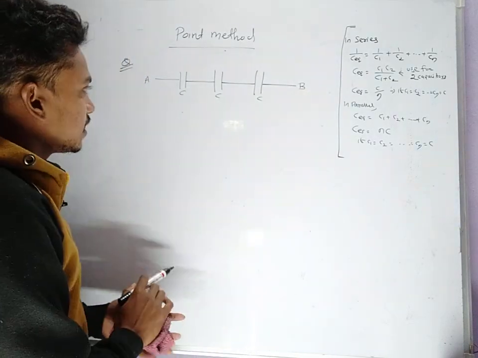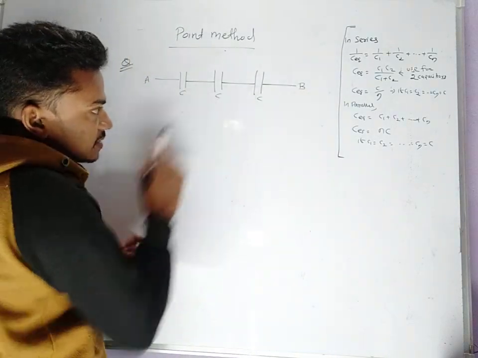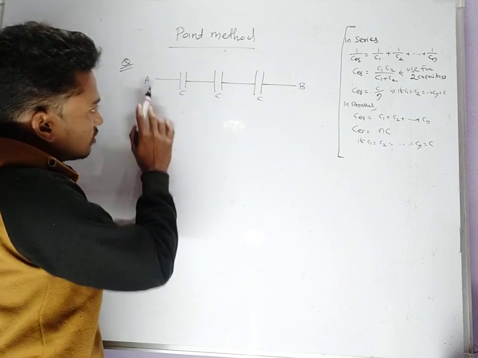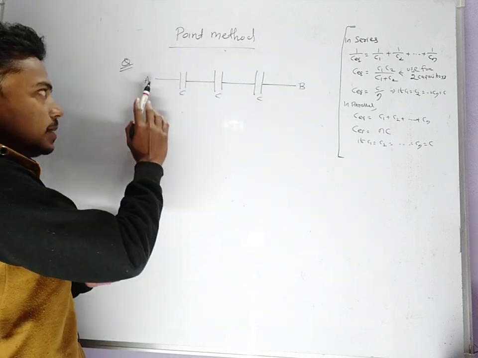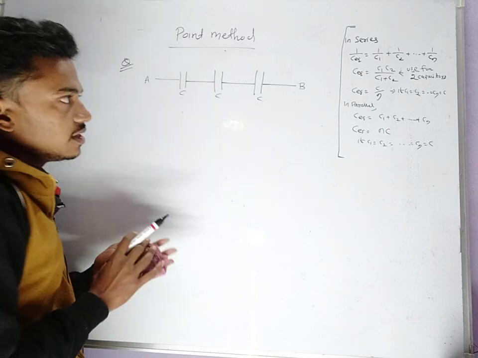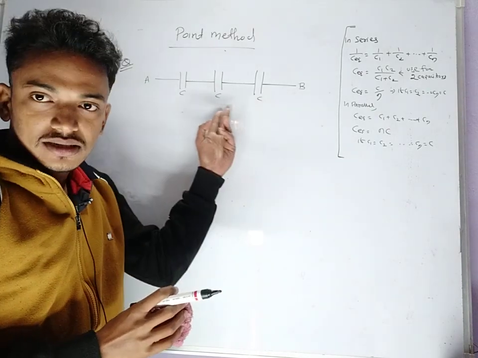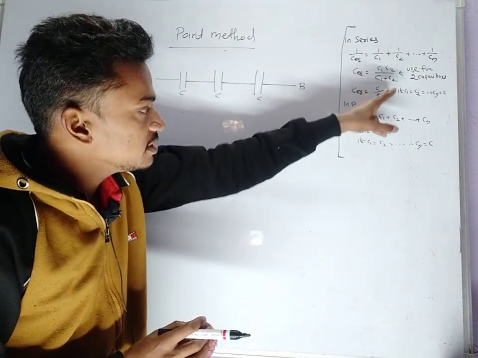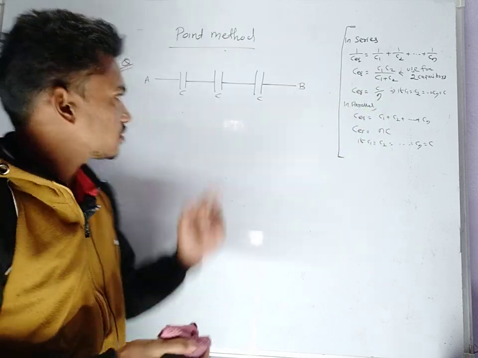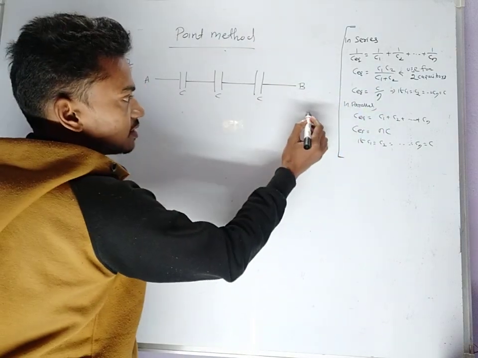Now solve the first numerical. These three capacitors, you can all see, are in series, so the equivalent capacitance between A and B will be, since all capacitors are the same, the formula C by N, or C by 3. So the equivalent capacitance will be C by 3.